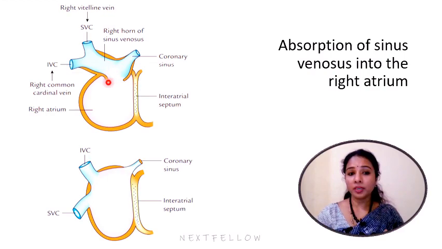The one which separates here forms the crista terminalis, formed from the right venous valve. And the left venous valve gets absorbed into the interatrial septum, forming a little part of it. After getting absorbed, this is the superior vena cava, inferior vena cava and coronary sinus. This is from above, if you see the right atrium from above.